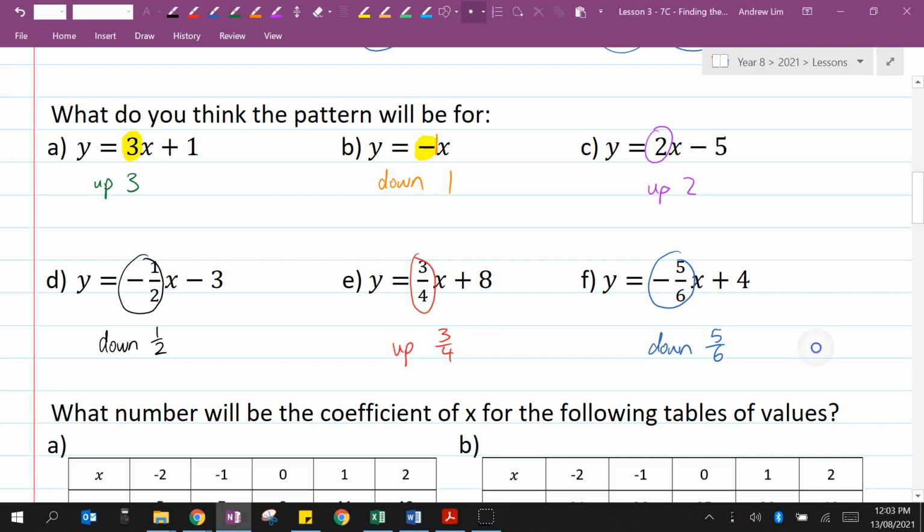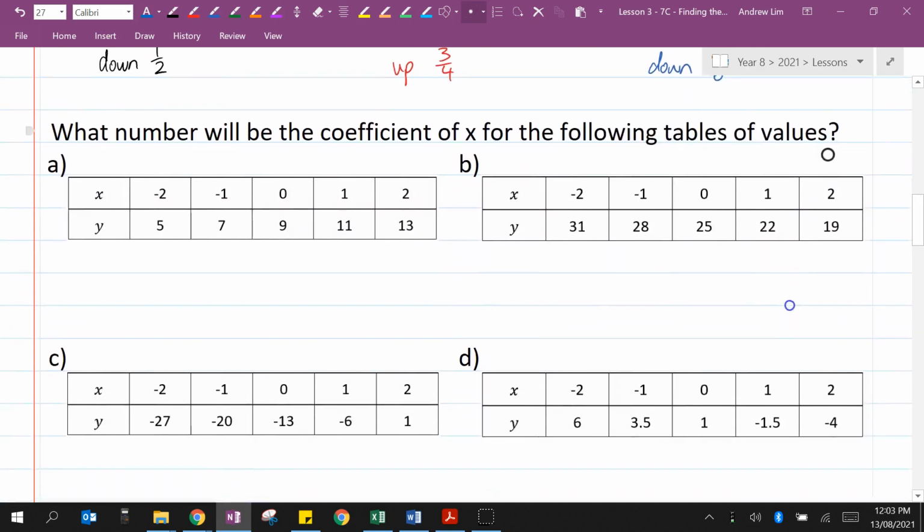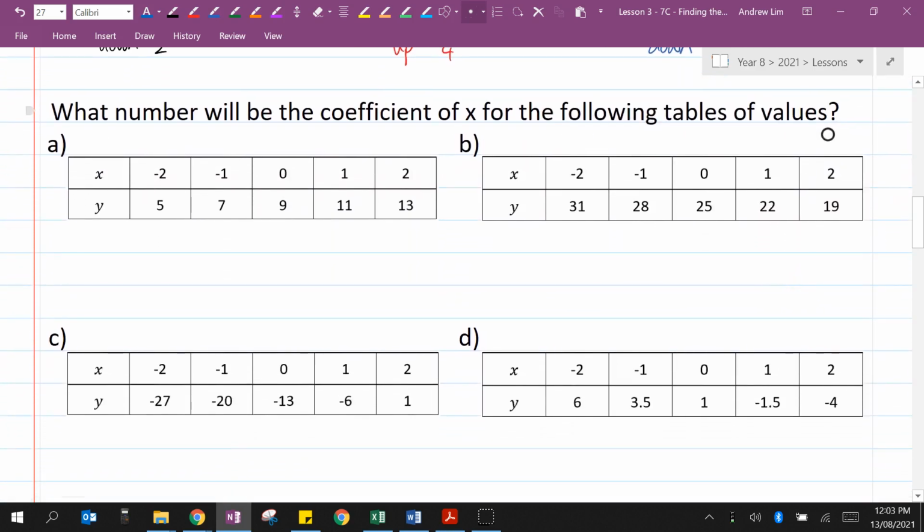Okay, let's have a look at these questions here. What number will be the coefficient of x for the following tables of values? So we need to ask ourselves, what is the pattern? Well, here you can see the pattern is that it's going up by 2.